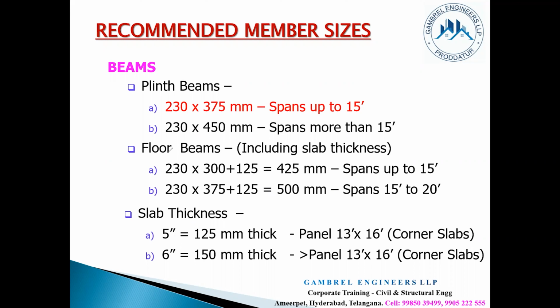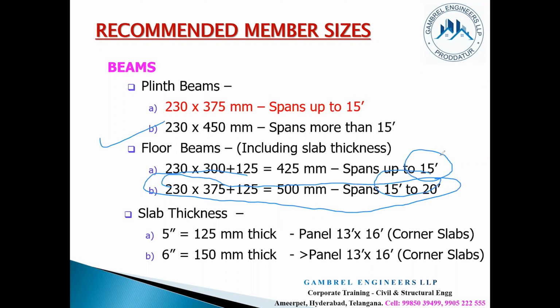If it is less than 20 feet. And then floor beams, you try with this, like up to this one. So for 15 to 20 feet, you can try this size. And if you're having a span up to 15 feet only, column to column distance less than 15 feet, you try with only 230 by 425 beam size.